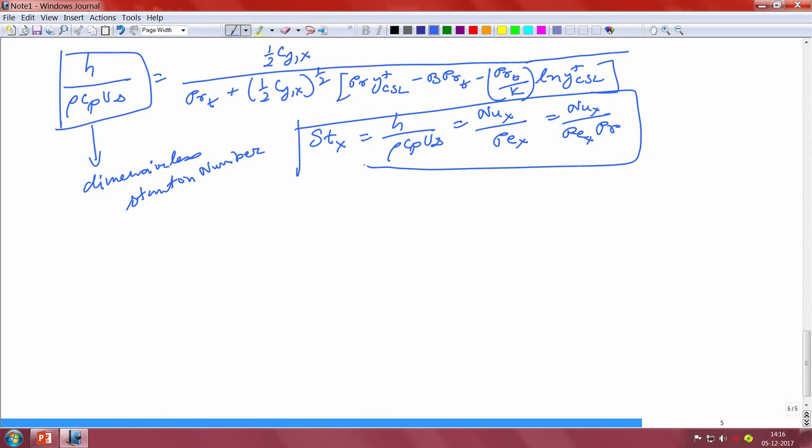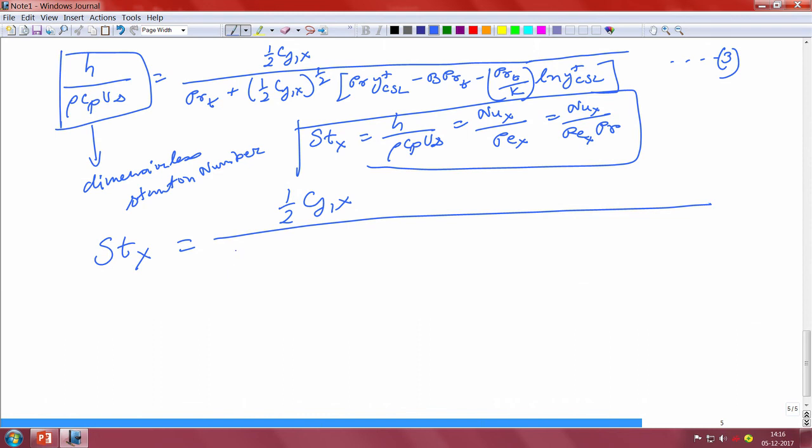So, let us call this equation 3. Now, if you look at this equation, your Stanton number is therefore given as half over Cfx. I am writing it a little large so that you have no problem understanding. Now, before I write the denominator, people have found out these empirical constants. There are quite a few of these empirical constants lying around here.